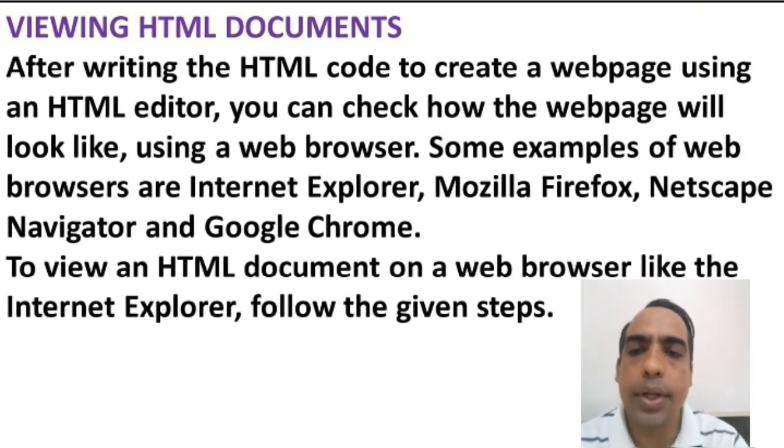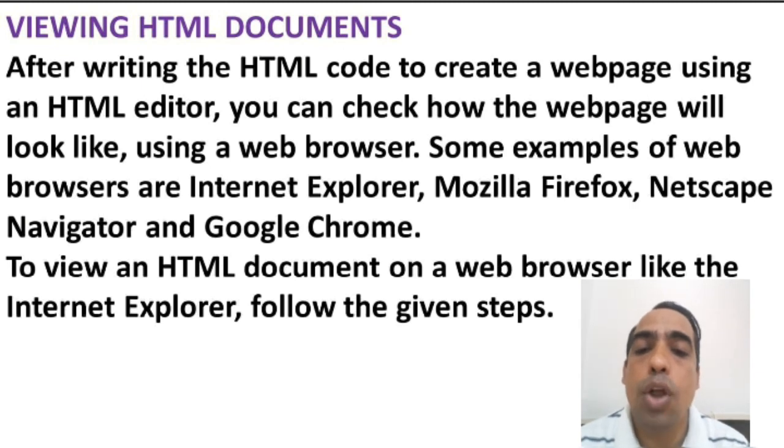Viewing HTML documents. After writing the HTML code to create a web page using an HTML editor, you can check how the web page will look like using a web browser. Some examples of web browsers are Internet Explorer, Mozilla Firefox, Netscape Navigator, and Google Chrome. To view an HTML document on web browser like the Internet Explorer, follow the given steps.